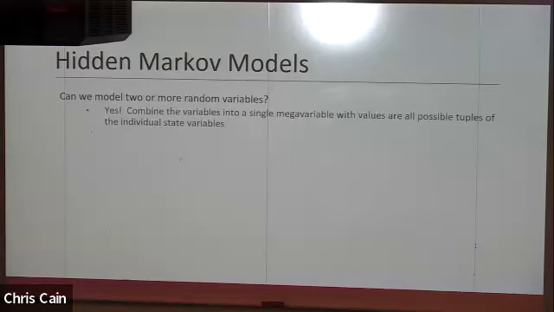We can certainly model two or more random variables. There was only one that we showed in the HMM that we went over at the moment. But if you combine variables into what we call a single mega variable, and the values of that are all possible combinations of the individual states, then we have one variable representing multiple variables. It would be something like, if you have a day of the week and hour of the day, we just come up with a tuple that is Monday at 9, Monday at 10, Monday at 11, Monday at 12, and you have each tuple, and you have a mega variable representing those variables. And then you could have an HMM over that variable.